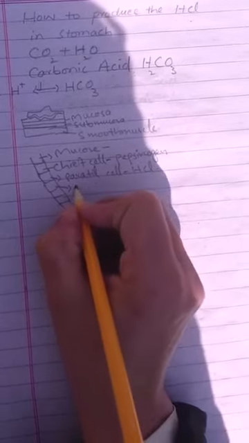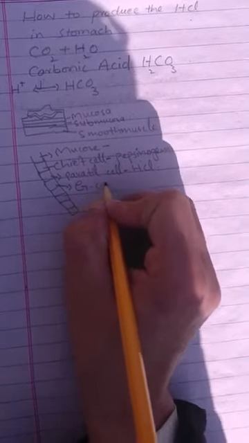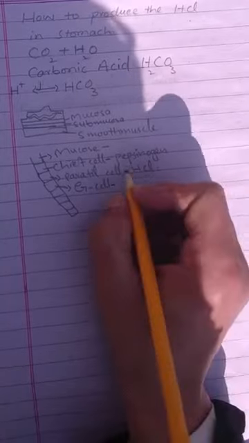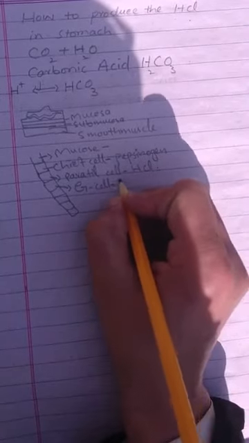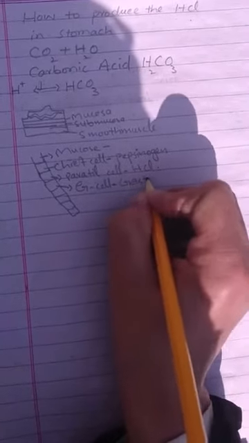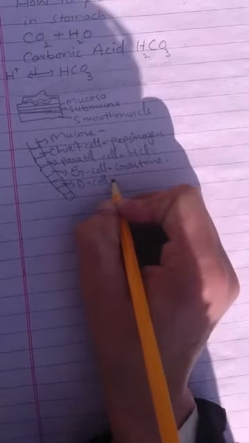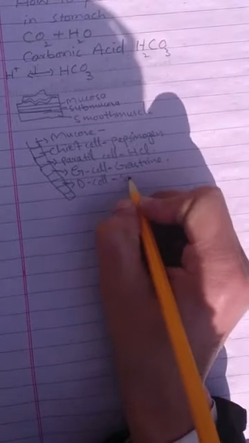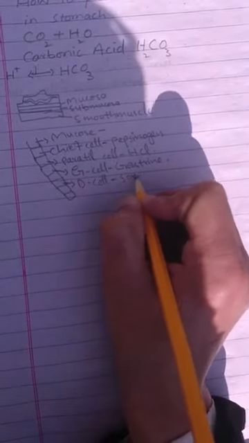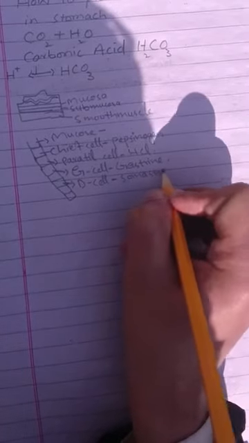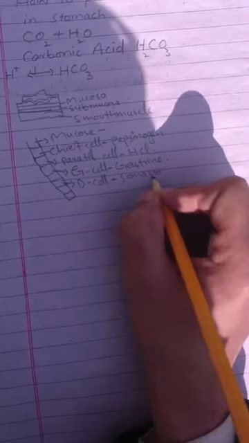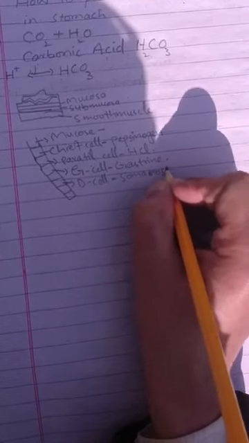This is the G cell, which will produce the gastrin, which will promote the hydrochloric acid secretion. This is the D cell, which secretes the somatostatin. The somatostatin will inhibit the secretion of hydrochloric acid.